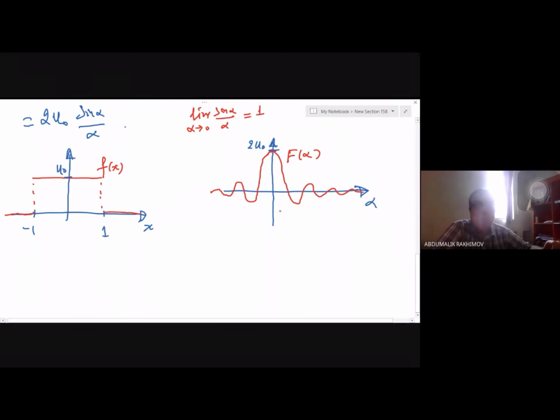So what job is done in this case for this signal? The box is a discontinuous signal. It is transformed into a very smooth signal, which is damping at infinity, right? Very smooth signal. Sine alpha over alpha is very smooth.